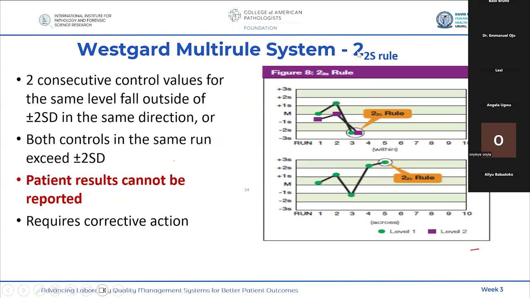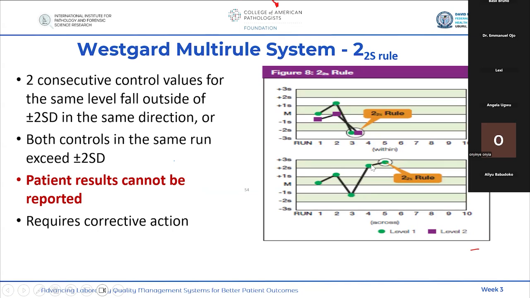2 2S. Remember, we said this 2 means the number of control measurements that is involved, while this is talking about the SD limit that is involved. So here we are talking about 2 data of control, and here we are talking about 2 SD limit. It can happen 2 ways. It could be that there are 2 consecutive control values, in the case of this example below, where 2 consecutive control values for the same level fall outside of plus or minus 2SD. So this is the first one, outside 2SD.